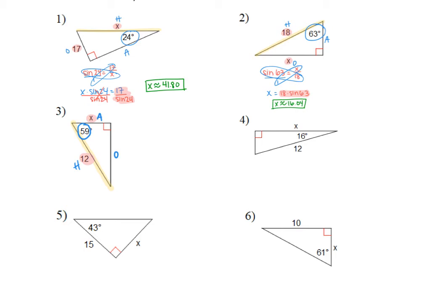Setting this one up, it's going to be cosine, reference angle, which is 59, equals the adjacent over the hypotenuse. All right, cross multiply. So x times 1 is x, and then equals 12 times cosine of 59. We have x by itself, so this is what we're going to put in our calculator. And when you do, you should get that x is about 6.18.